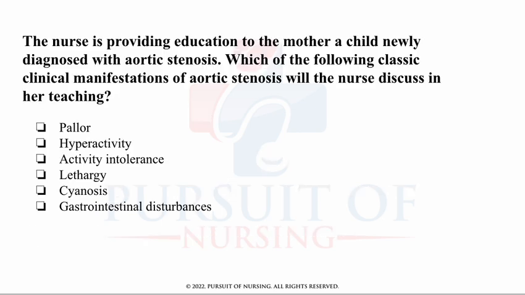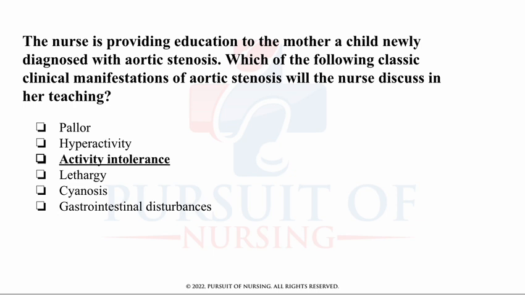Classic multiple choice, physiological integrity. The nurse is providing education to the mother of a child newly diagnosed with aortic stenosis. Which of the following classic clinical manifestations of aortic stenosis will the nurse discuss in her teaching? So what do you know about aortic stenosis, and what is a classic clinical finding associated with aortic stenosis?